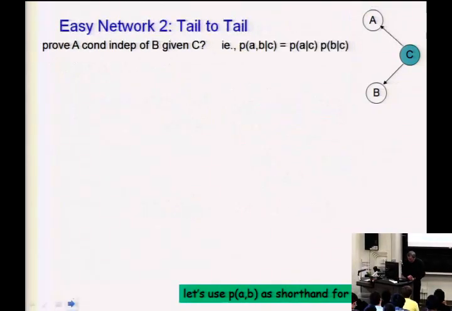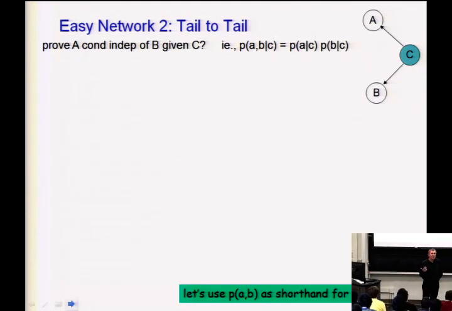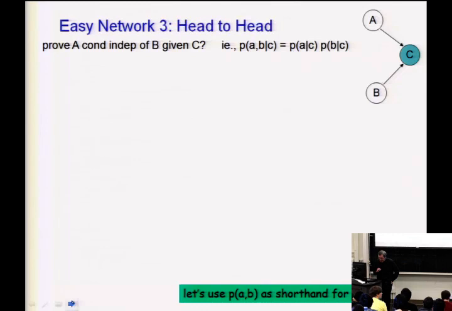Here's another one. Now this one we also know. What's conditionally independent here? Right. A and B are conditionally independent given C. And I'm not going to prove this one. I ask you to prove it at your leisure. It's easy to prove. It's just as easy to prove as the last one. You write out the joint, you get it.